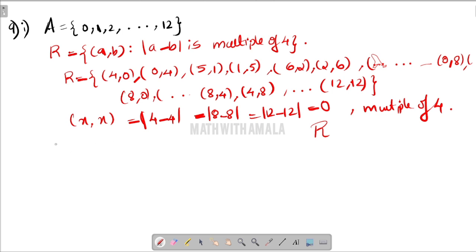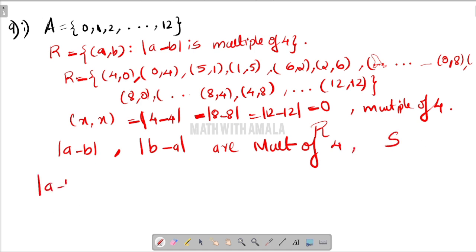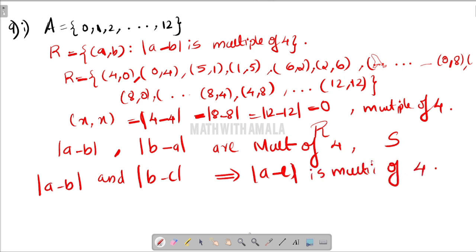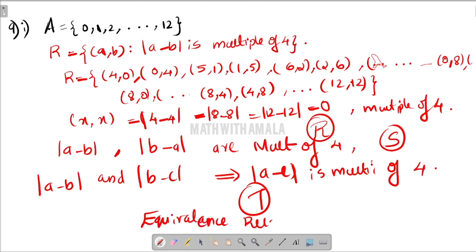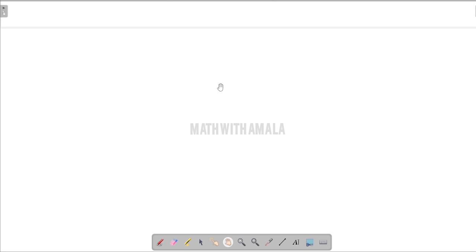So (x, x) is there, so it is reflexive, because modulus of 4 minus 4, 8 minus 8, 12 minus 12 are all equal to 0, which is a multiple of 4. Likewise, mod a minus b and b minus a are multiples of 4, hence it is symmetric. Mod a minus b and b minus c imply mod a minus c is also a multiple of 4. We can have different examples from the set. Hence it is an equivalence relation, since it contains all three: reflexive, symmetric and transitive.